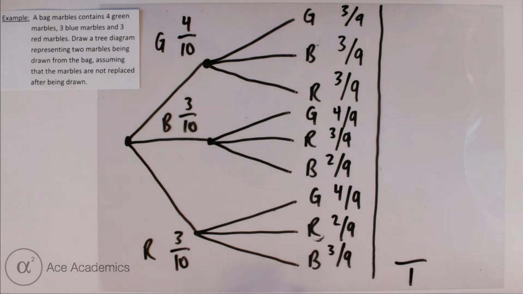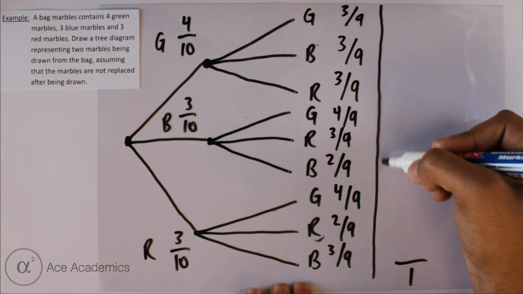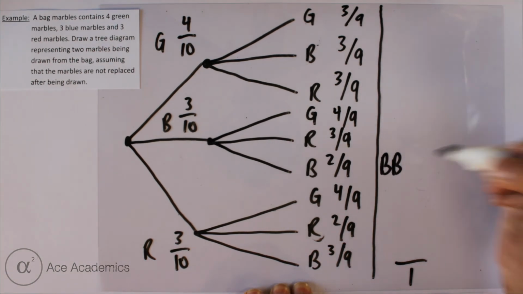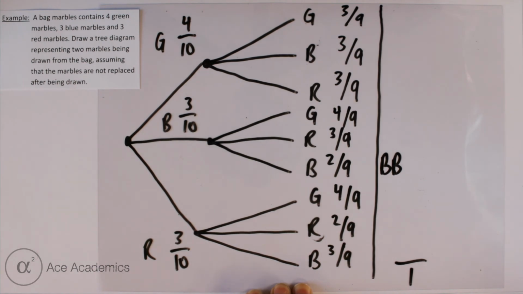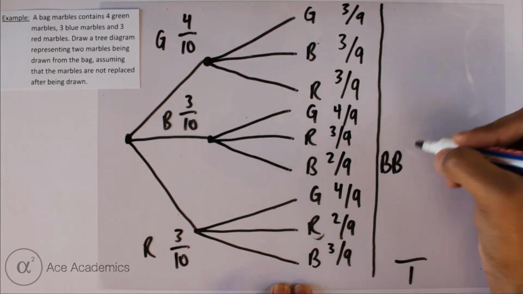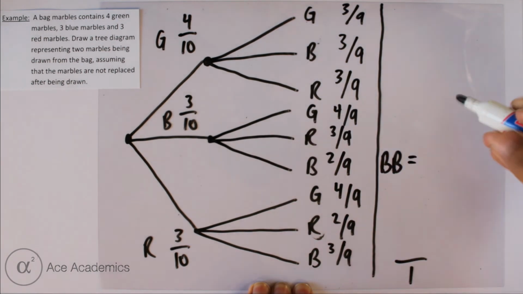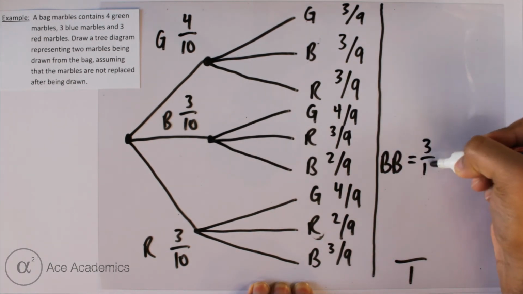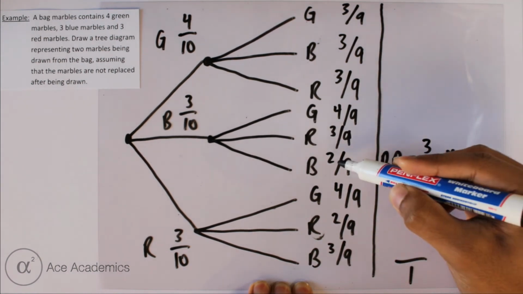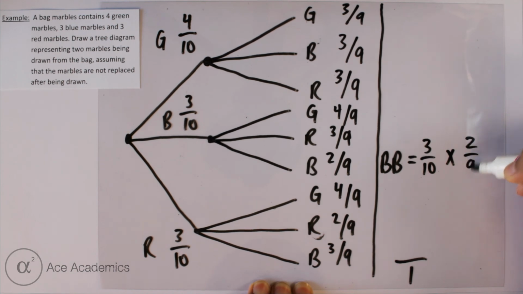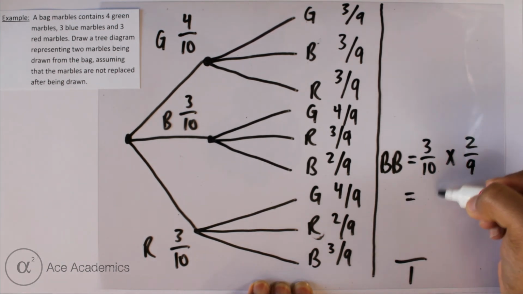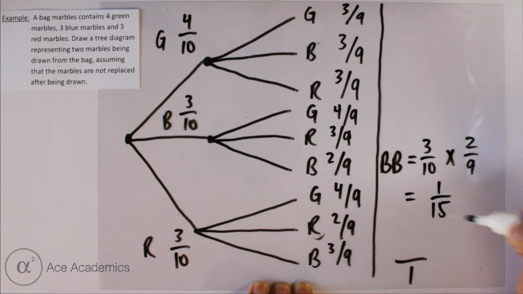Now let's just assume they asked us, what is the probability of getting a blue followed by a blue again? That would simply be 3 over 10 multiplied by 2 over 9, and that equals 1 over 15. And like this, based on this tree diagram, you can answer several probability questions.